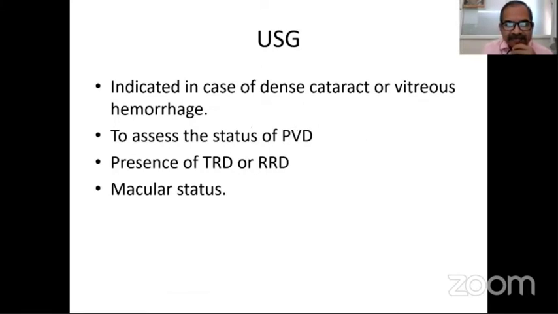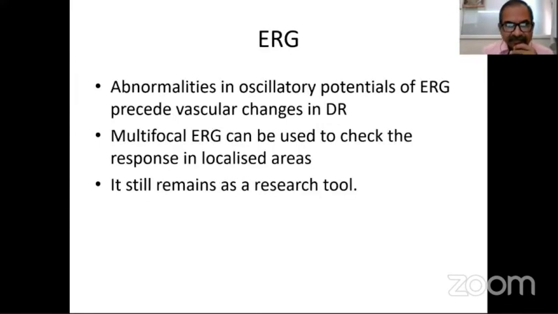Sometimes in case of dense cataract, we won't be able to see whether hemorrhage is there or not. Then ultrasound is used. It is also used to assess the status of the posterior vitreous detachment, to see the presence of traction retinal detachment or retinal detachment in case of diabetic retinopathy, and to assess the macular status. Even the thickness of the macular status can be assessed in ultrasonogram.